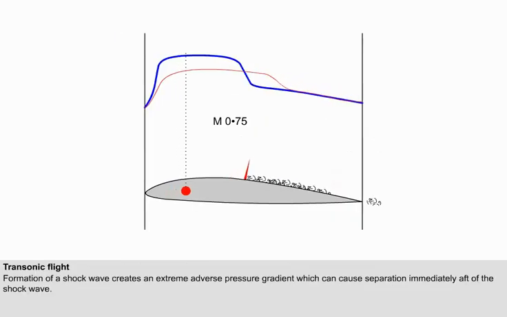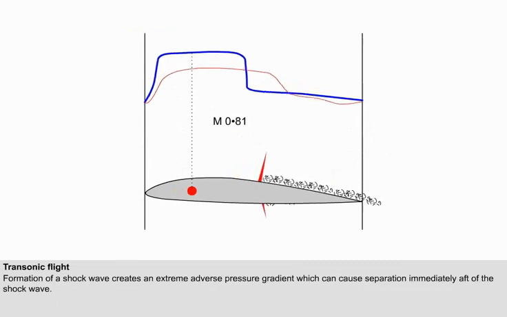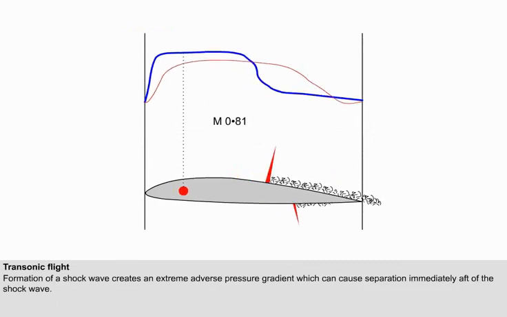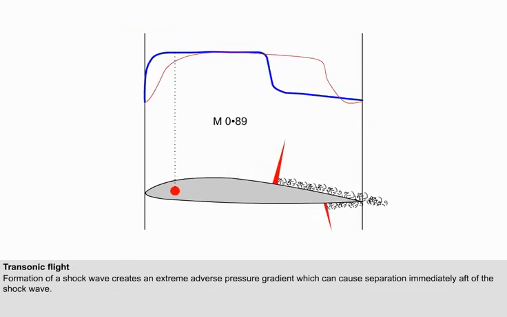Another factor concerns transonic flight. When a shock wave forms on the upper surface, the increase of static pressure through the shock wave creates an extreme adverse pressure gradient. If the shock wave is strong enough, separation will occur immediately behind it. This phenomenon will be explained more fully in the part of the syllabus on high-speed flight.